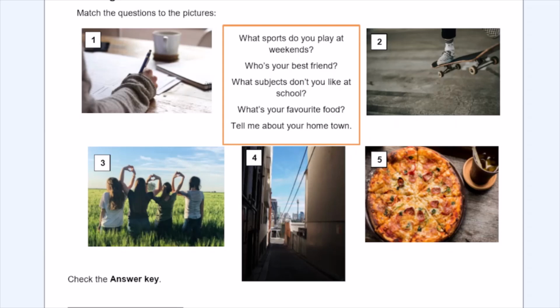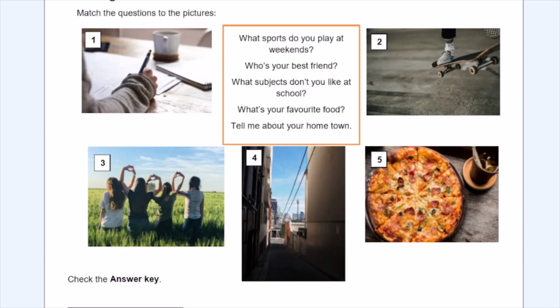Let's try to look at the example given in here. So there are 5 pictures in here and 5 questions at the same time. Question number 1 says, what sports do you play at weekends? Ask your student which among the pictures talks about the first question. So definitely that would be number 2. Right? So who is your best friend? That's number 3.